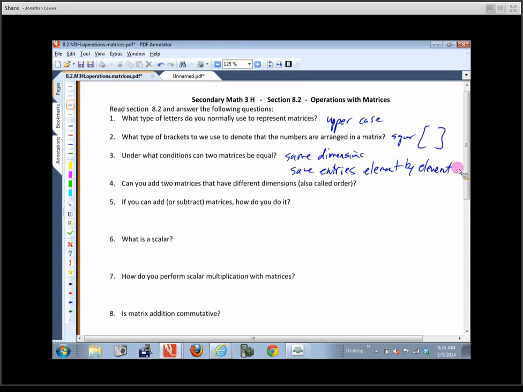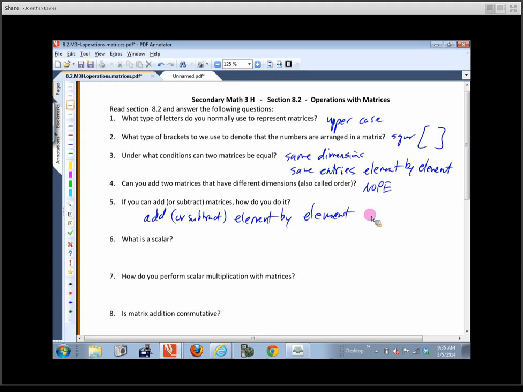Can you add two matrices that have different dimensions? Nope, because this stuff doesn't line up, right? Okay. Can you add or subtract matrices? If you can add or subtract matrices, how do you do it? I say it this way: element by element. So you just match them up and either add them or subtract them.